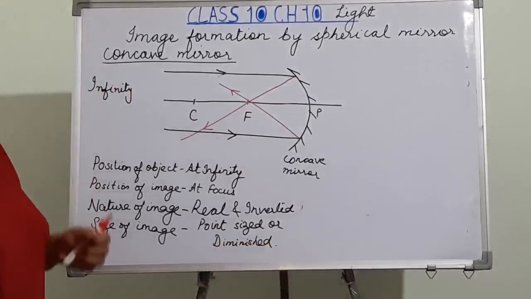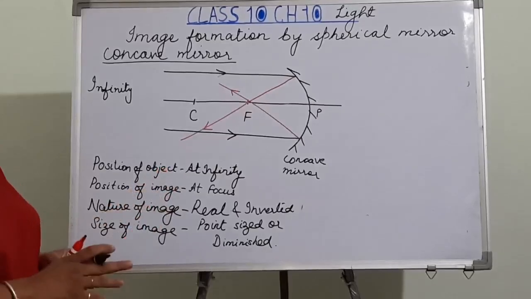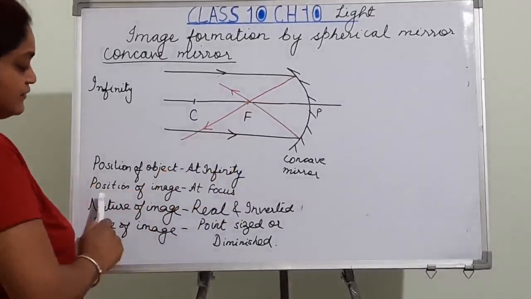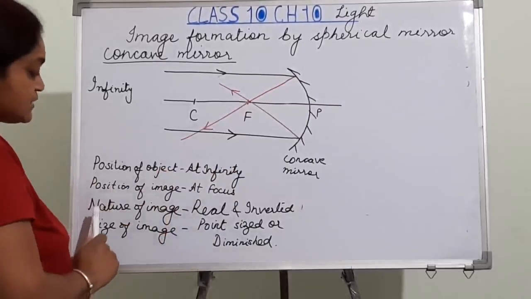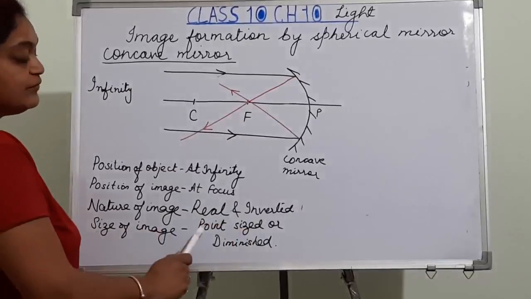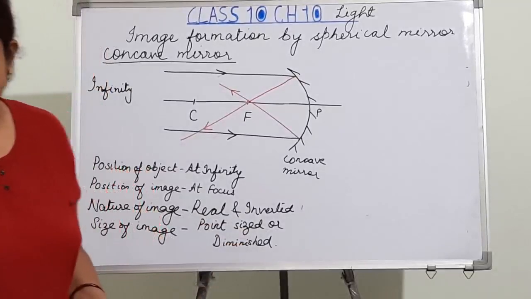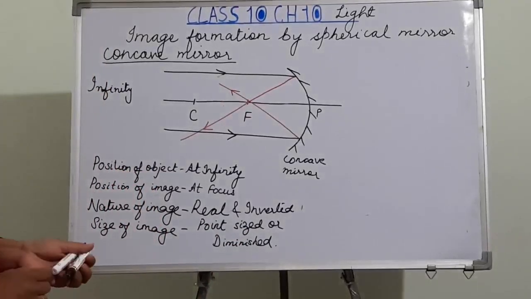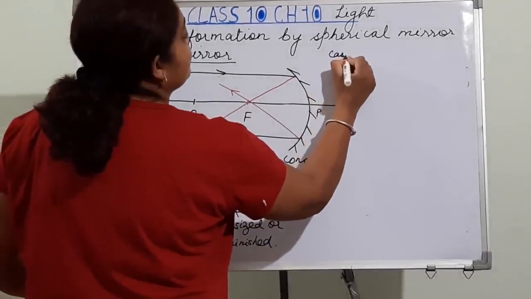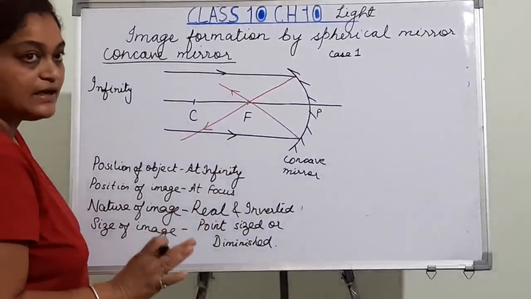So this is how you will draw the ray diagram when object is placed at infinity in front of a concave mirror. Where is the image formed? It is formed at focus. What is the nature of image? Real and inverted. What is the size of image? Point sized or diminished. Next, this is case 1. Okay, this is case 1 for concave mirror.